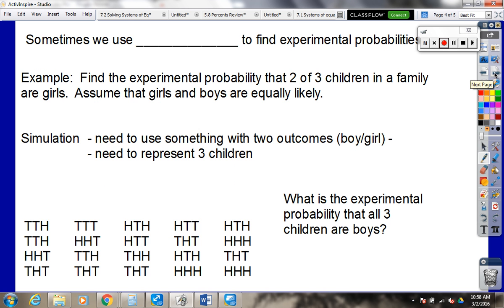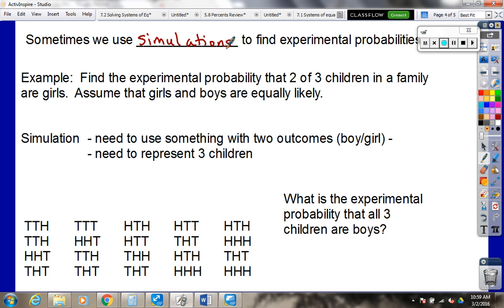All right, I'm ready to move on. Sometimes we use simulations to find experimental probabilities. So an example: find the experimental probability that 2 of 3 children in a family are girls. Assume that girls and boys are equally likely.